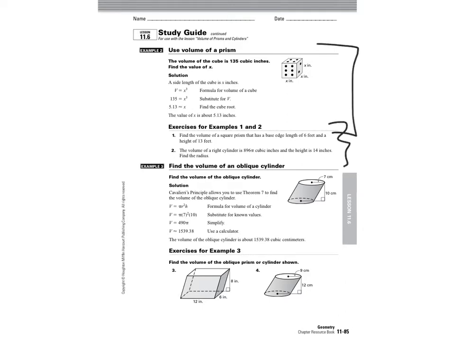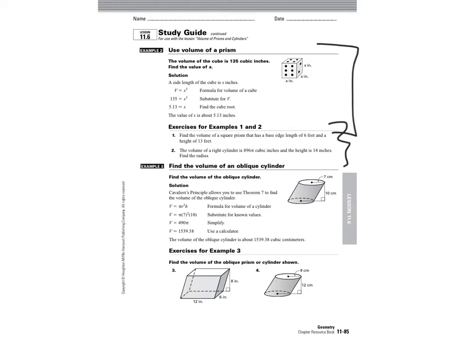Remember, if the figure is oblique, the height is outside of the figure. The formula is still the same. It's capital B times H. So even if the figure is oblique, like it's slanted, just look for the height outside of the figure.